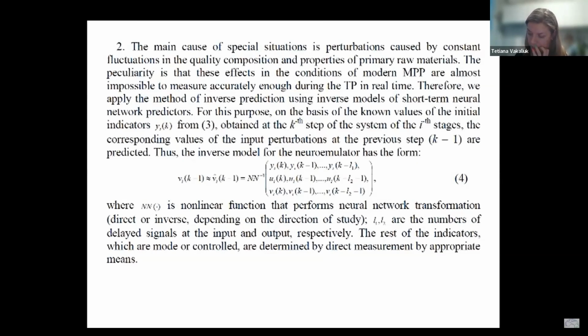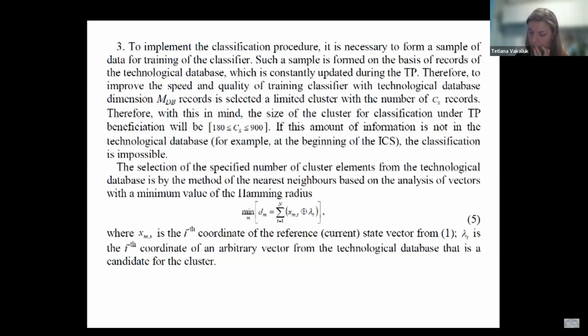3. To implement the classification procedure, it is necessary to form a sample of data for training of the classifier. Such a sample is formed on the basis of records of the technological database, which is constantly updated during the TP. Therefore, to improve the speed and quality of training classifier with technological database dimension DB records is selected a limited cluster with the number of records.